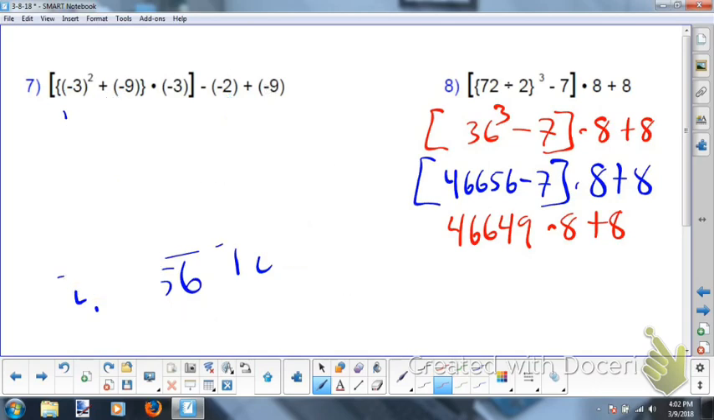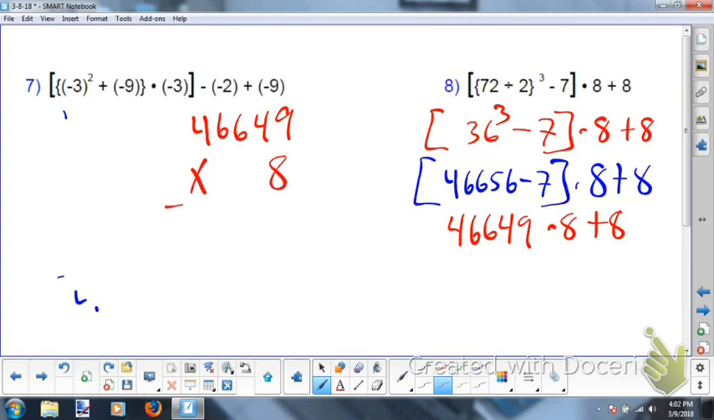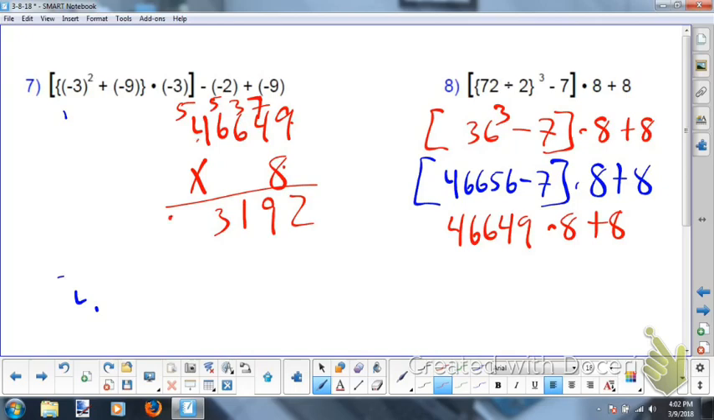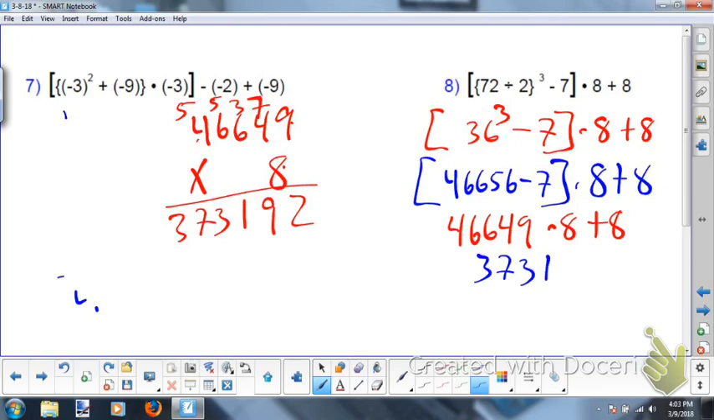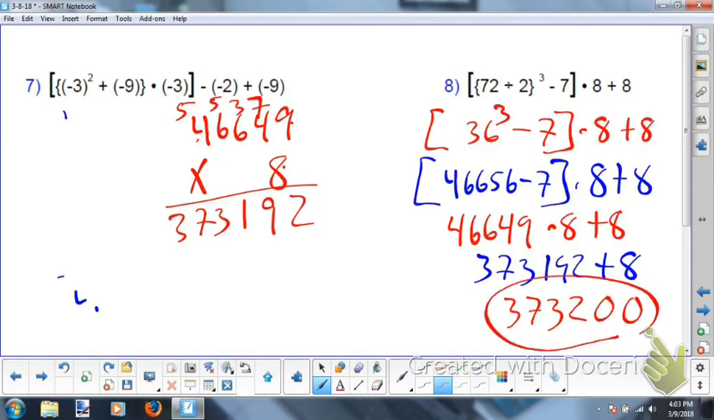Give myself a little bit of space over here. Oopsies. There we go. So I have 46649 times 8. 9 times 8, 72. Carry the 7. Oops, here's my 7 up there. 4 times 8 is 32, plus 7 is 39. 48 plus 3 is 51. Carry the 5. 48 plus 5 is 53, carry the 5, 32 plus 5 is 37. So I got 373192. 373192 plus 8. So 192 plus 8 is 200. So I'm going to end up with 373200.